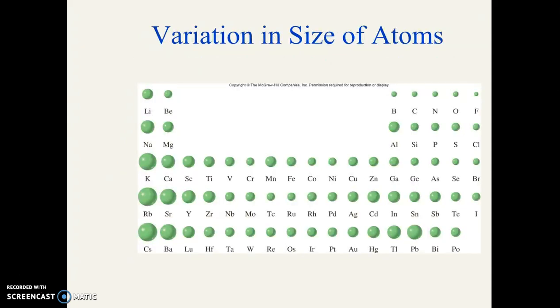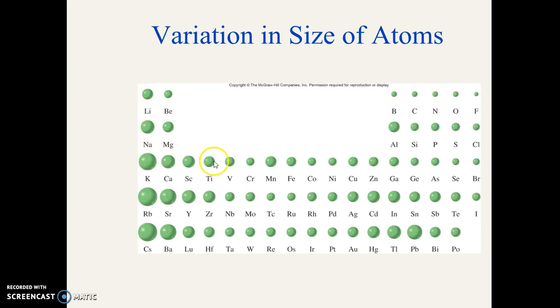Well, why does that happen? The reason it happens is as I go down, I'm adding a new energy level, a new quantum level. Every single time I go down, I'm going from column number 2 or row 2 to row 3 to row 4. So I'm getting bigger.